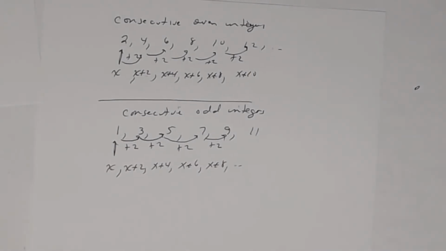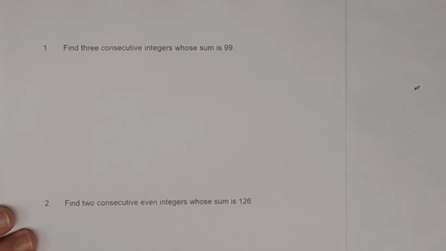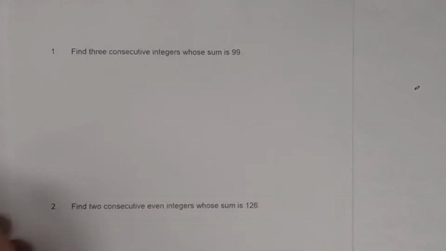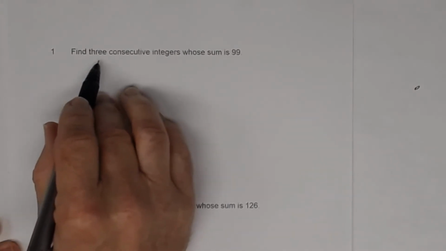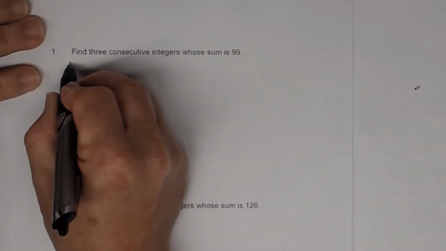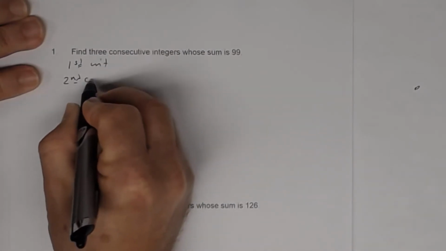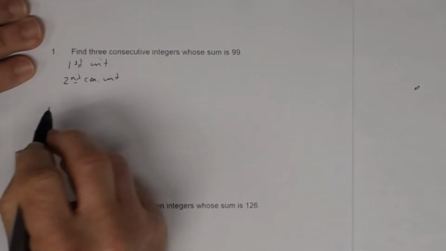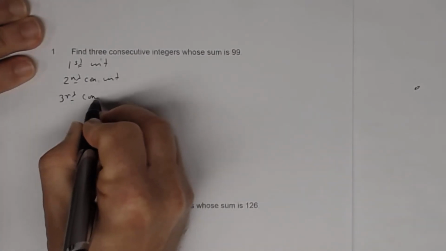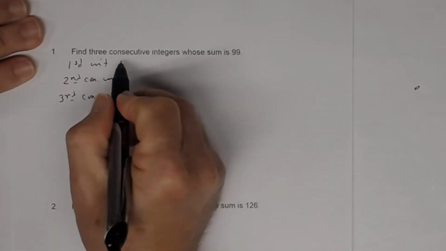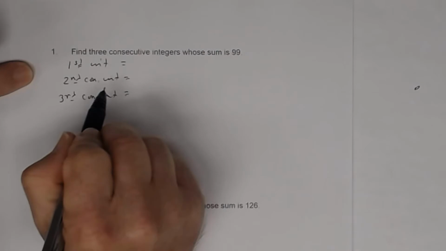All right, now, it is not a difficult process. You'll see as we go through this how easy it is. So let's look at the first one, number 1. Number 1 says this: find 3 consecutive integers whose sum is 99. Since you're dealing with 3 consecutive integers, you're going to say: first integer, second consecutive integer, and third consecutive integer. And then we're going to write our unknowns. You need to state your unknowns.